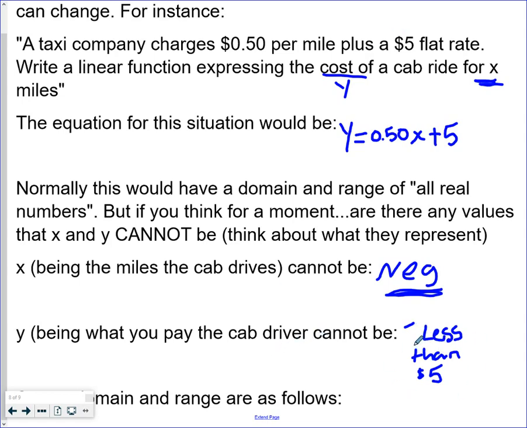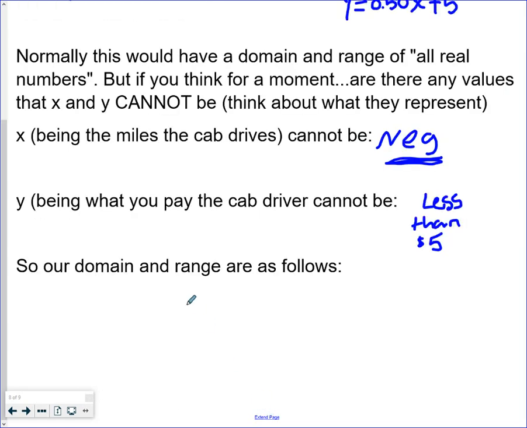Let me get rid of that dash mark there because that's going to annoy me. I cannot pay the cab driver anything less than $5, and I cannot go a negative number of miles. So my domain and range actually do have bounds here because it's a word problem. So my domain and range would be as follows.